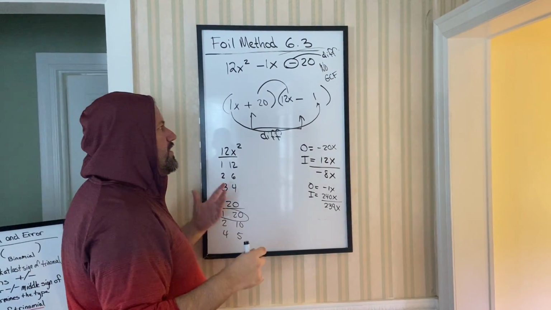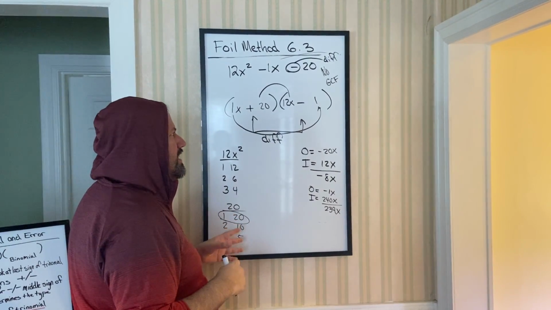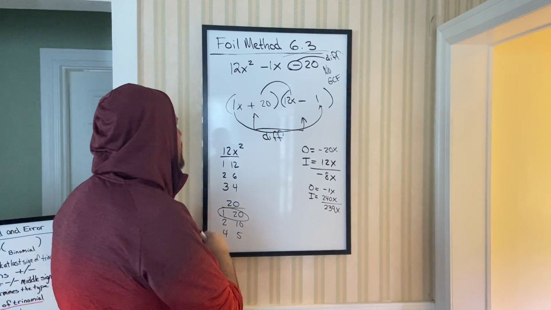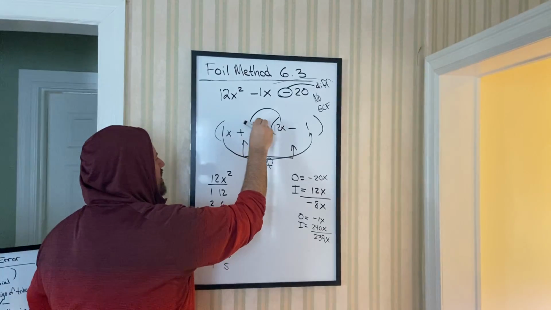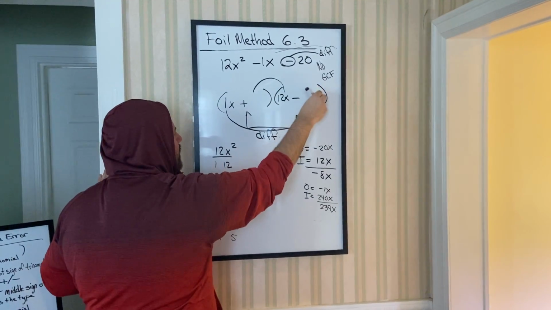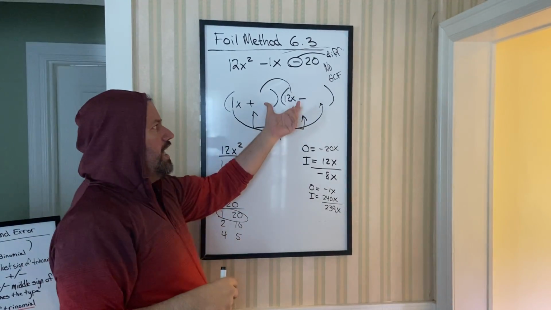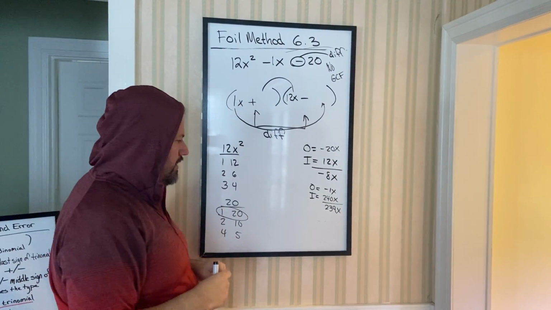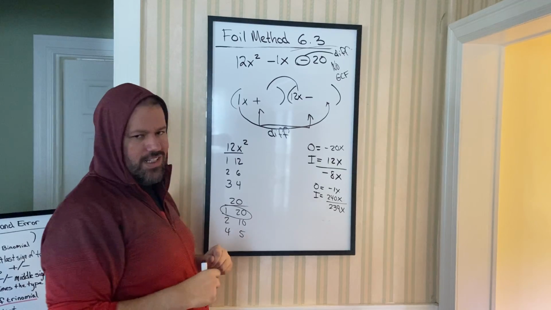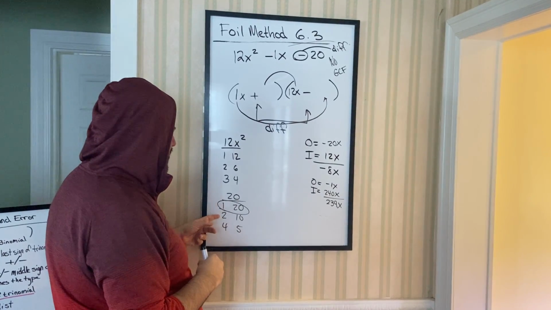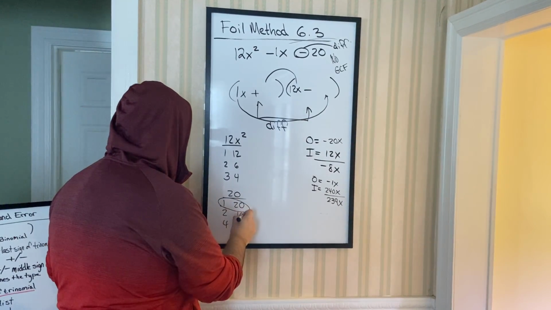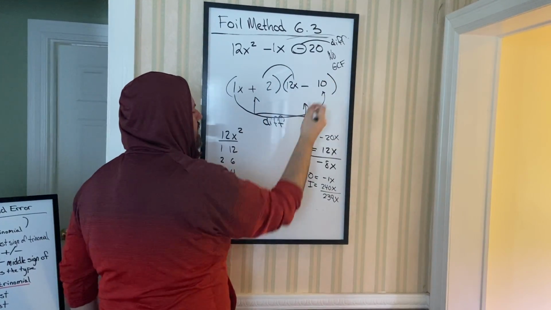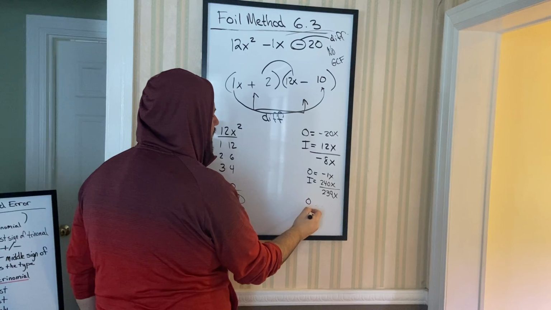Okay, so I tried the 20 and the 1 and the 1 and the 20. So then what I suggest to do is choose a different combo. Now I like to always change the constants, but you could also change the leading coefficients as well. So I did 1 and 20. Maybe I should choose the 2 and the 10. 2, 10. Remember, do our O and I again.